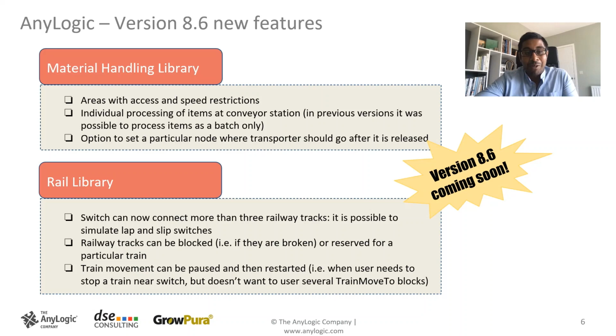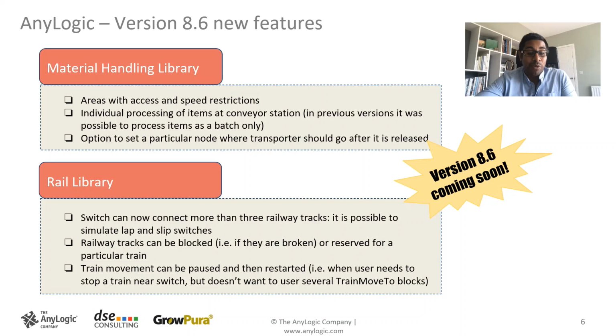We're really proud to be able to introduce you to the latest release of AnyLogic as a part of this webinar. Version 8.6 is due out in mid-July and comes packed with a load of new features, including multiple enhancements for the MHL and the rail libraries. Additional features to the MHL include access and speed restricted areas for entities like AGVs, continuous and batch processing of items on conveyor stations, and additional options for moving transporters to a particular holding node in space markup after it has been released from the work that it's doing.